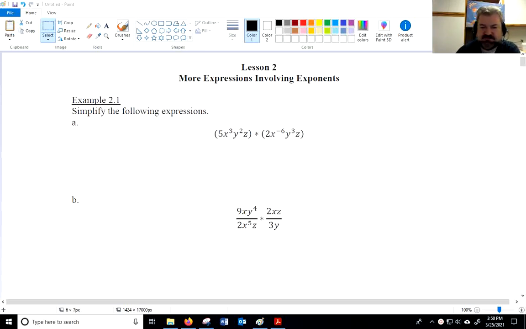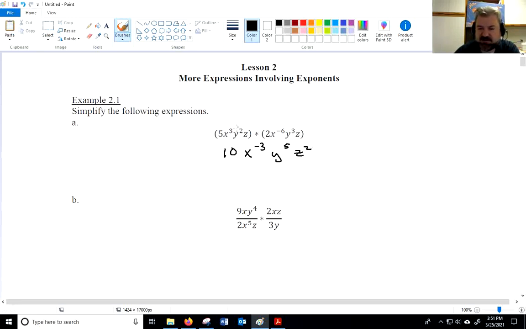All right, we're going to simplify some expressions. So we looked at some in the last lesson. These are just going to be probably a little bit more involved, but mainly the same thing. So I will multiply the coefficients 5 and 2, and x cubed times x to the negative 6 is x to the negative third. y to the second, y to the third is y to the fifth, and then z times z is z squared.